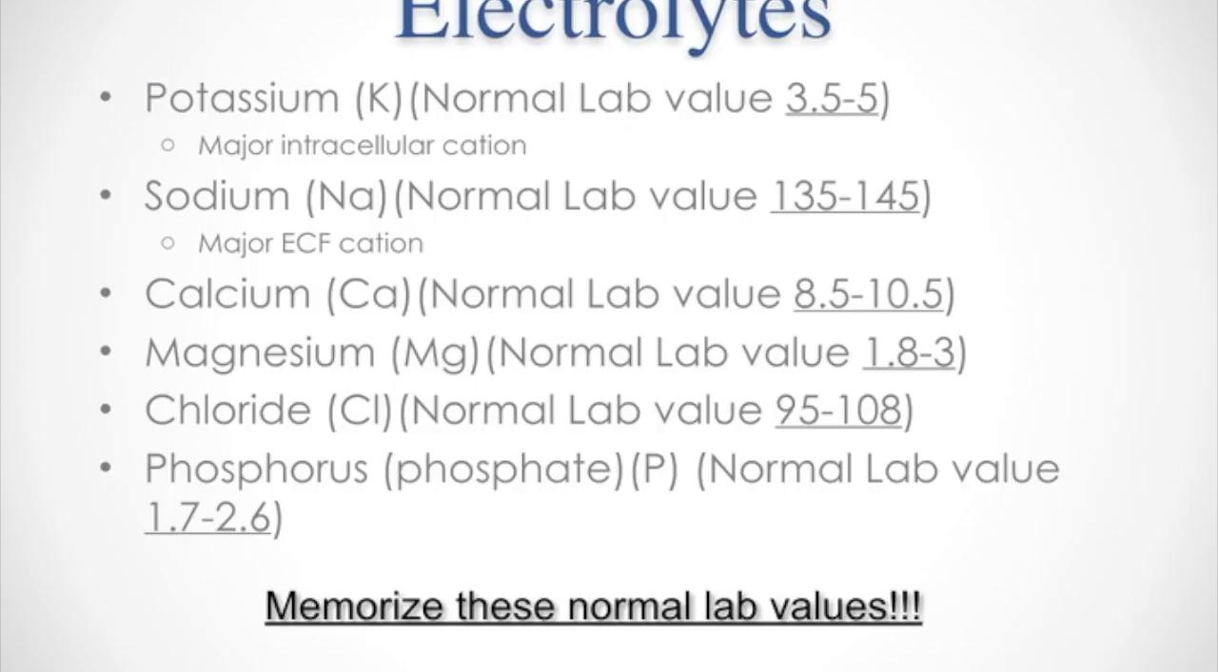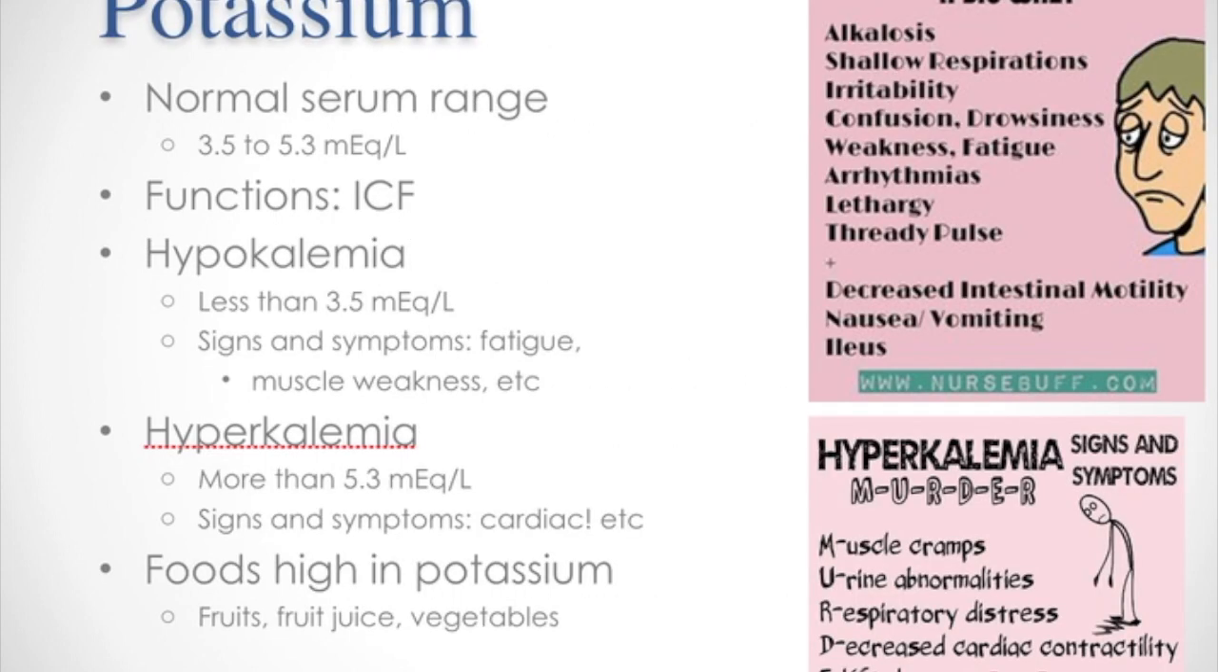Now, going back to electrolytes, and that's what we're going to talk about for the remainder of this chapter. This slide has the normal lab values for these electrolytes, so I would definitely know these. The top three are the potassium, sodium, and calcium, and that's what we're going to learn a little bit more in depth. For potassium, the normal range is 3.5 to 5.